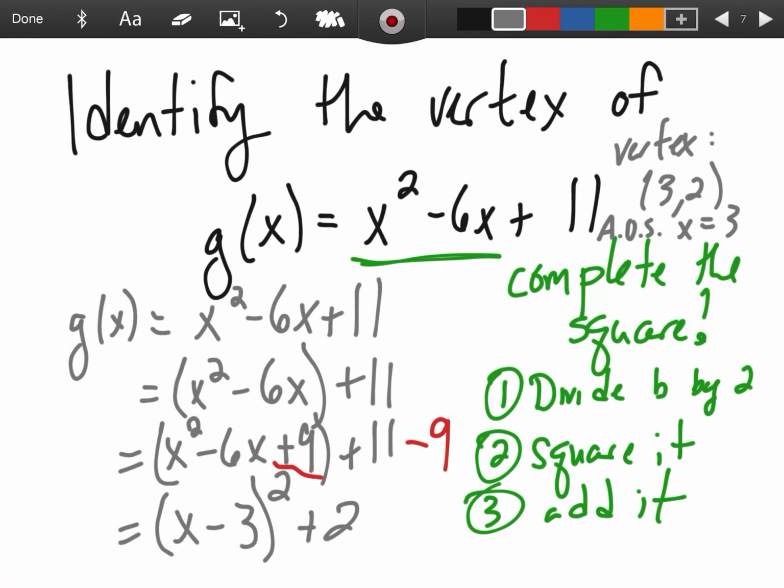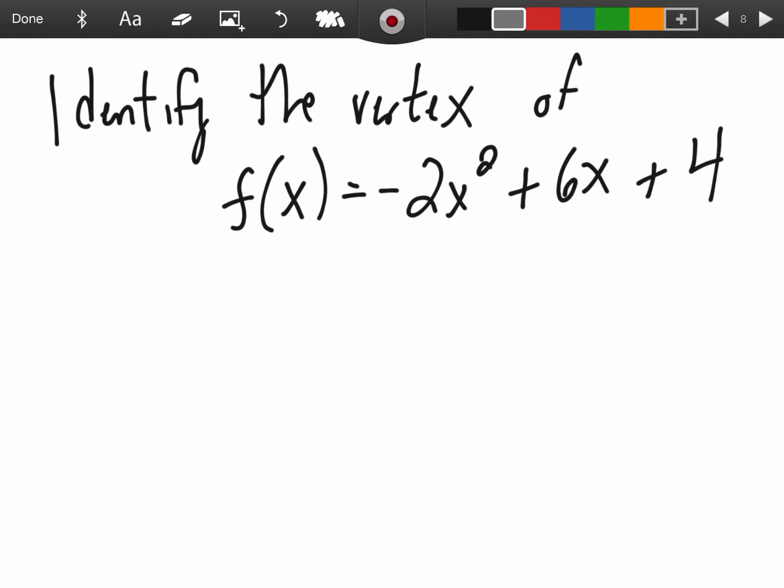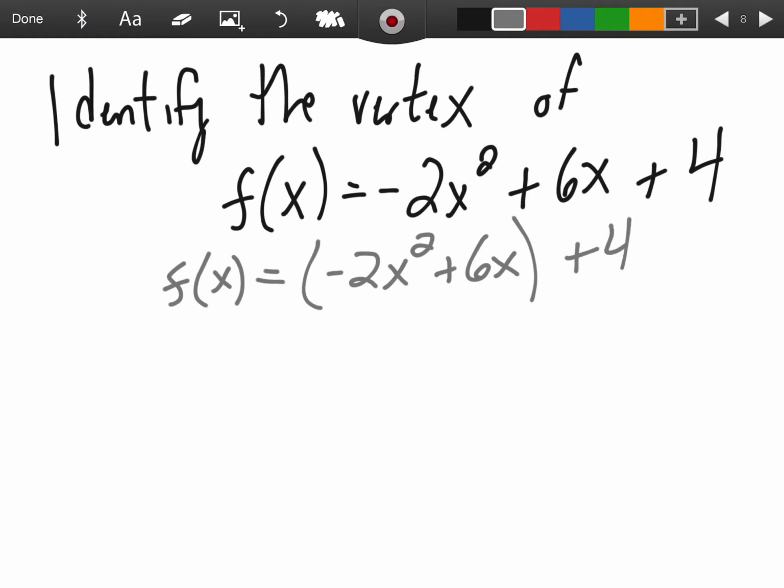All right, let's finish it out. Let's do one more example with completing the square. This one's a little bit tougher, but we can do it. f of x is equal to negative 2x squared plus 6x plus 4. Well, I'm going to start by drawing parentheses around negative 2x squared plus 6x, just those first two terms. I want to factor out a negative 2. I do not want this x squared to have any value attached to it. So let's factor out a negative 2. Negative 2, and then we have x squared minus 3x, plus 4.